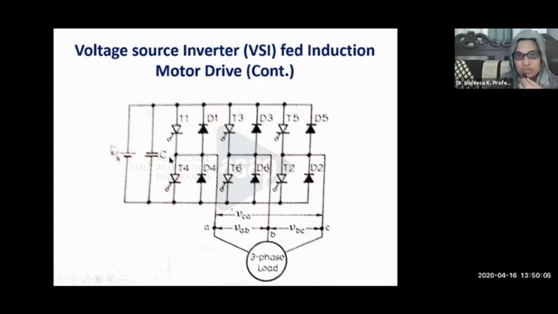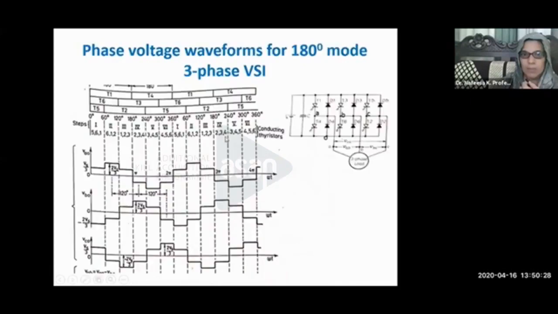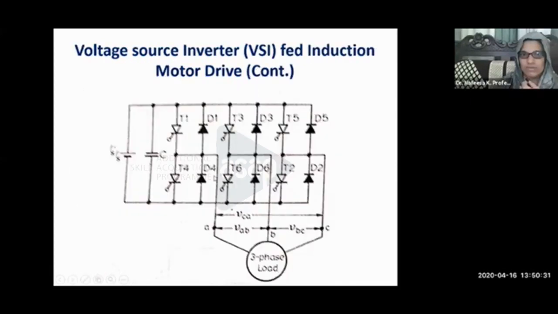Here we have 3 limbs: limb A, limb B, and limb C, or we can call them the ABC or RYB limbs. The output of the VSI is taken from these 3 limbs, first from the A limb, second from the B limb, and third from the C limb, and this is given to the stator of the induction motor. So this is the circuit setup.